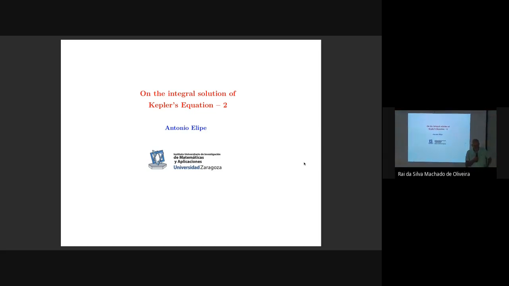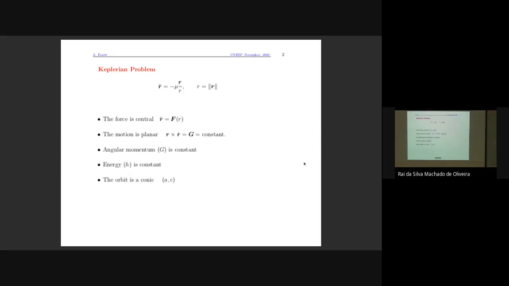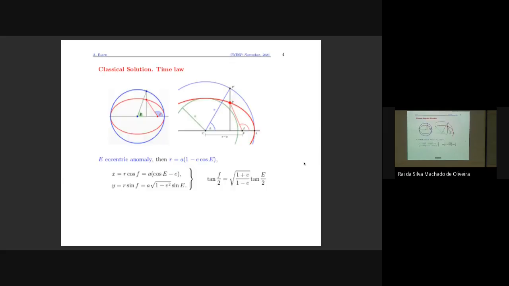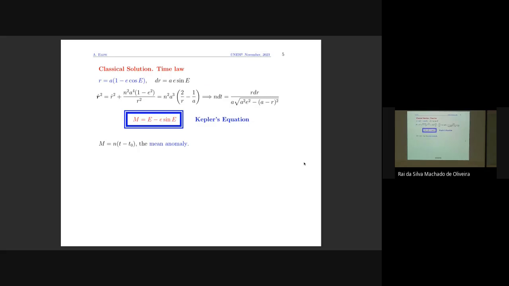Thank you, Alessandra. Well, yesterday, the other day, was the preparation for the talk of today. Today, we will try to solve the Kepler equation, at least, by using what we explained the other day, this integral solution. All that is known, the two-body problem, the relation between the true anomaly and the eccentric anomaly. And this is the problem that we want to solve.